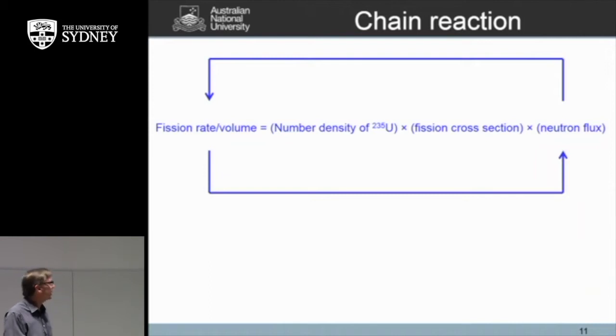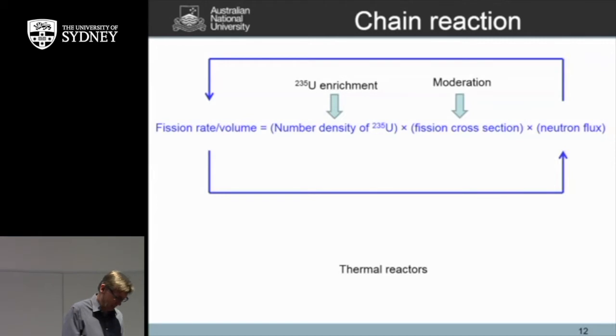Okay, so our chain reaction, we have a fission rate which depends on the neutron flux, but the neutron flux depends on the fission rate. And somehow or other we have to balance these things. Now in a thermal reactor we have a couple of knobs, so to speak, that we can play with. We can change the uranium enrichment, which will change the number density of the uranium-235 in the fuel, or we can affect the cross-section by looking at how it changes with energy.